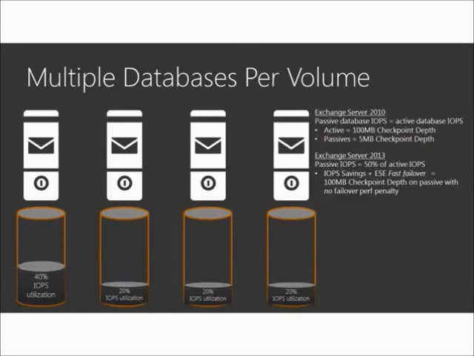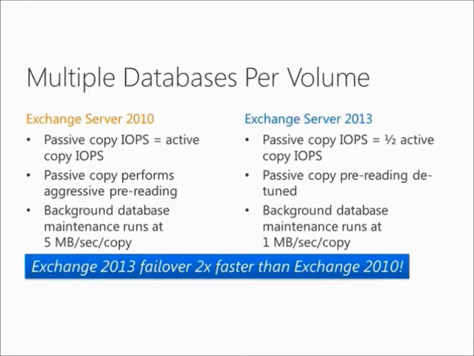The other key change here is the I/O. With 2010, the passive I/O is equal to the active I/O. That was because of the low checkpoint depth and the aggressive pre-reading of data in order to achieve fast failover. Because of the changes in 2013, the checkpoint depth on the passive copy is now the same as on the active copy. That is 100 megabytes. The pre-reading has been detuned. You just love words like that. I/O for the passive copy is down to 50% of the I/O for the active copy, and failover is twice as fast.